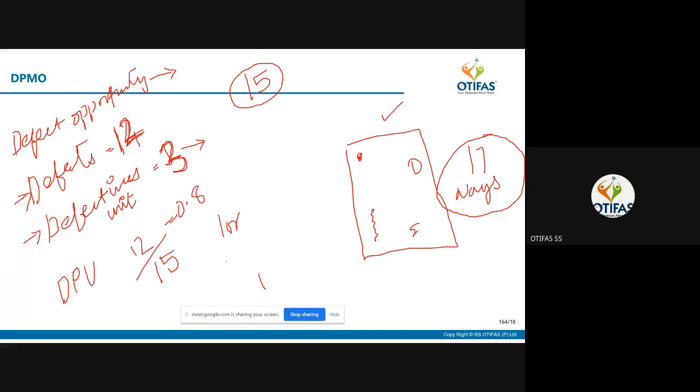Now, what is DPO? Defects per opportunity. Suppose I have inspected 15 and I got 12 defects, but out of 15, in how many ways can I go wrong? What is the total opportunity then? 15 into 17, isn't it? So 12 divided by 15 into 17 gives me the DPO. That means 0.8 divided by 17. Can someone tell what is 0.8 divided by 17?